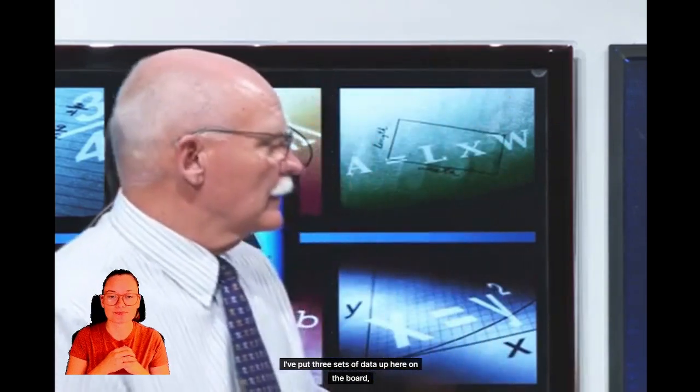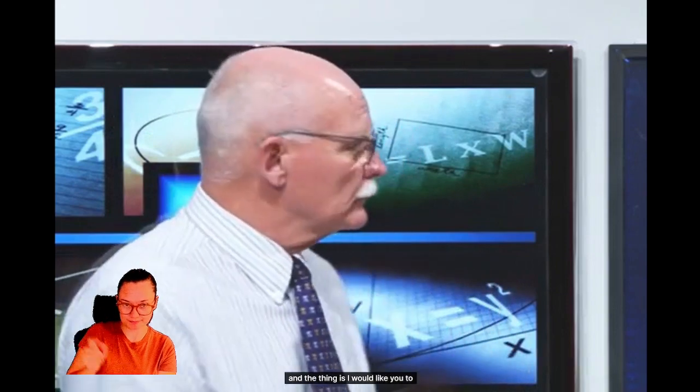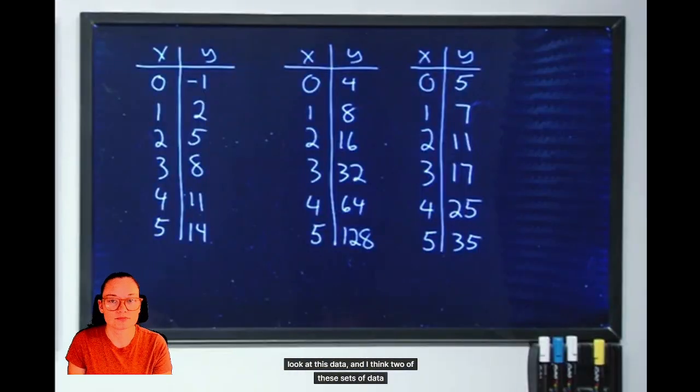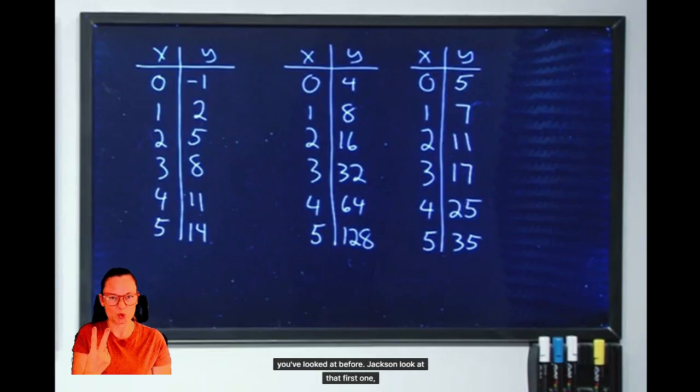We talked before in this course about the fact that one of the reasons we study mathematics is so that we can take data from the real world and analyze it and model it using equations. I've put 3 sets of data up here on the board. I would like you to look at this data, and I think 2 of these sets of data you've looked at before.